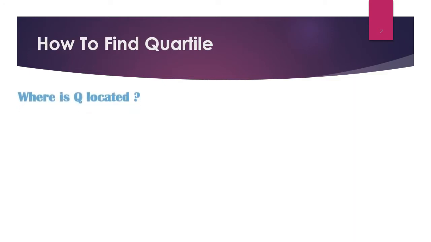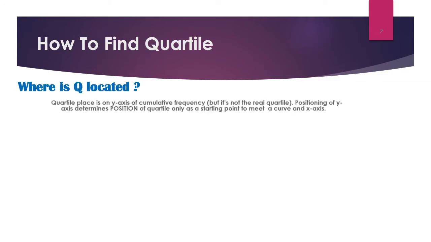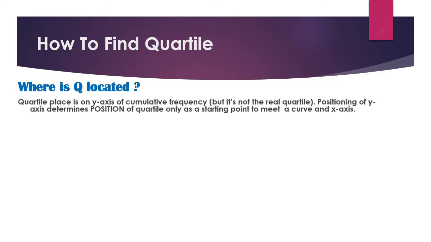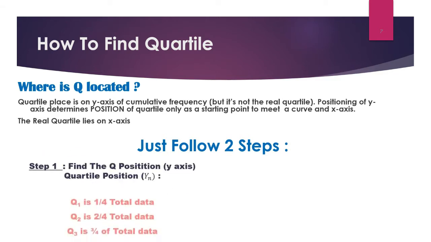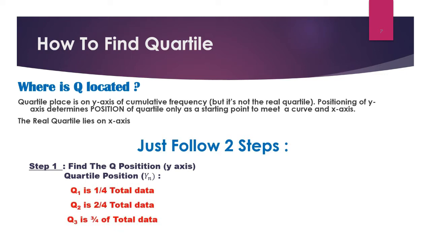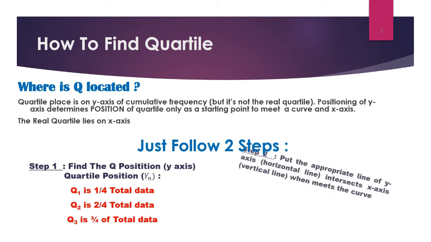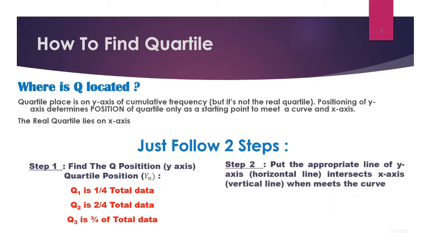Okay, everyone, how to find quartile? Actually, where is Q located? The quartile place is on the y-axis of cumulative frequency, but it's not the real quartile. The position on the y-axis determines the position of the quartile only as a starting point to meet the curve and the x-axis. The real quartile lies on the x-axis. Just follow 2 steps. The first, find the Q position on the y-axis. And step 2, put the appropriate line from the y-axis to intersect the x-axis.